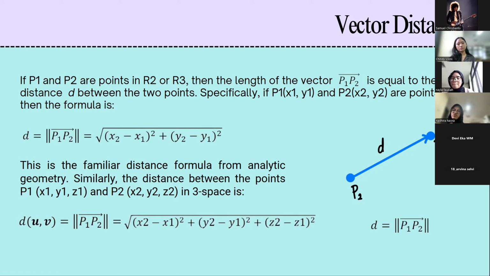Similarly, the distance between the points P1 at x1, y1, z1, and P2 at x2, y2, z2 in three spaces can be formulated as distance d equals the length of the vector P1 P2 equals the square root of the sum of x2 minus x1 squared plus y2 minus y1 squared plus z2 minus z1 squared.